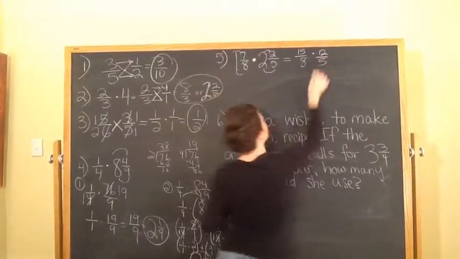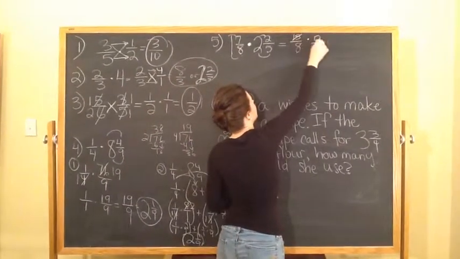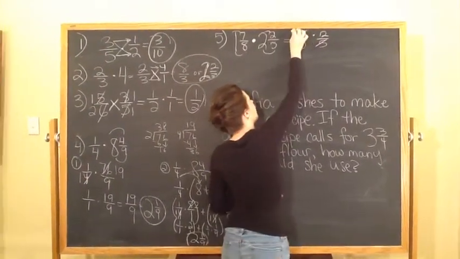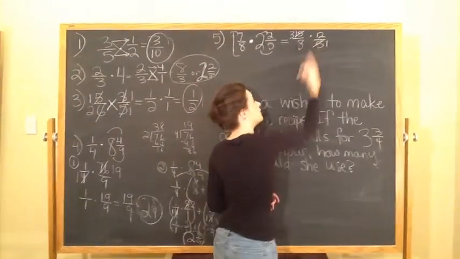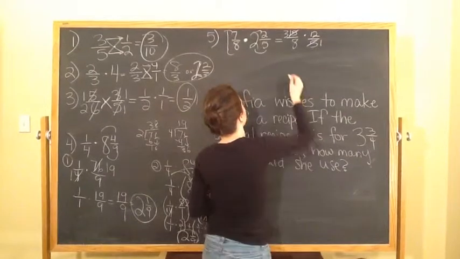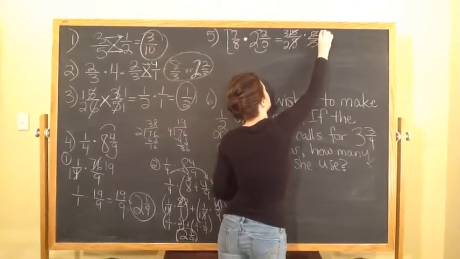So now let's go ahead and do cross simplification. So I'm going to take a 5 out of both of these, and 15 divided by 5 leaves me with 3. 5 divided by 5 leaves me with 1. And I can actually take out a 4 out of 8 and 12 as well. So 8 divided by 4 leaves me with 2. 12 divided by 4 leaves me with 3.